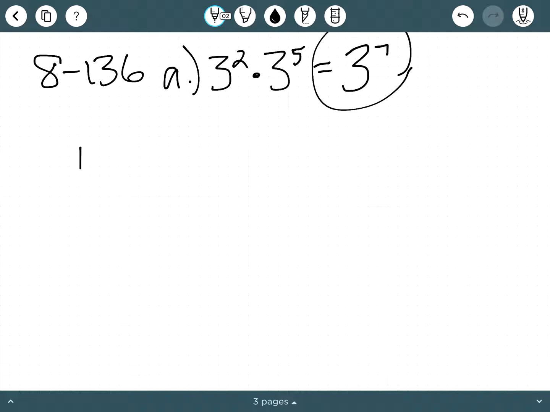Part B, we have 4 to the fifth over 4 to the third. So remember that fraction bar means the same thing as division. And with division, we also keep our base the same. So we would have 4. Now, our shortcut for division is subtracting the exponents. So we would have 4 to the 5 minus 3, which would be 4 to the second.